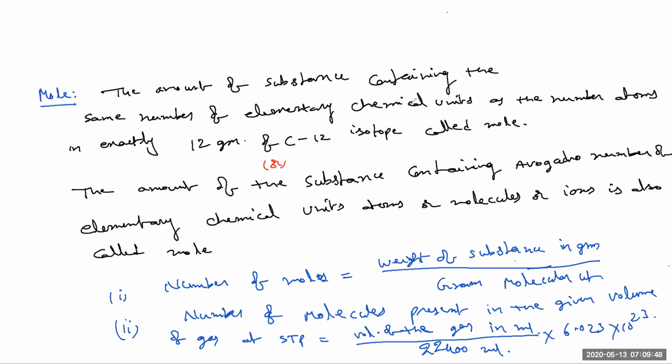Number of molecules in state of gases, 1 mole are given on GMV, gram molar volume. So in terms of volume, what is the definition? The number of molecules present in the given volume of a gas at STP is nothing but volume of the gas in ml by 22,400 ml into Avogadro number. Okay. Now I move to another piece. Note down all of you.